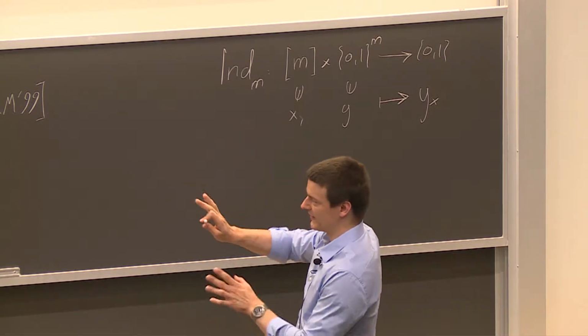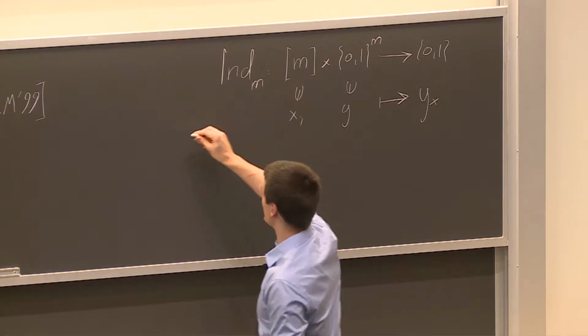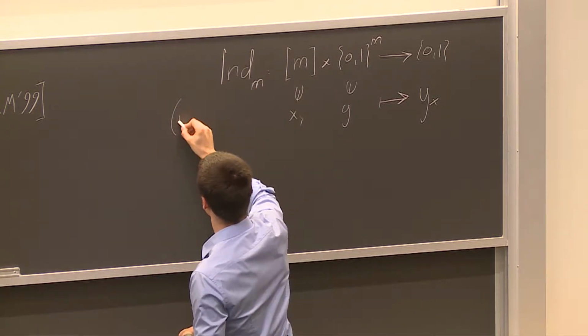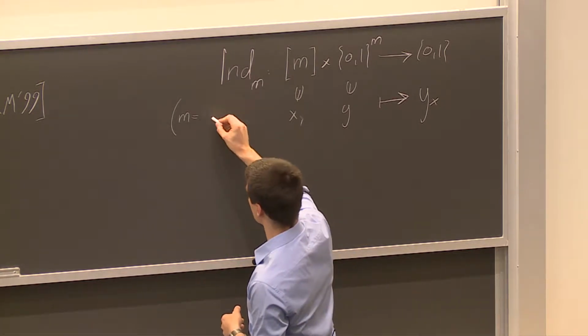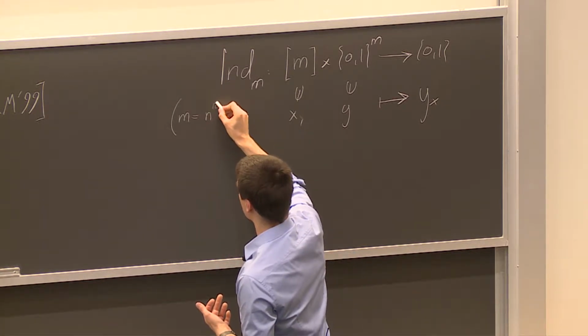Normally, when I say index, m here should be thought of as polynomial in the input length n for this outer function. So let's say something like n is 100.